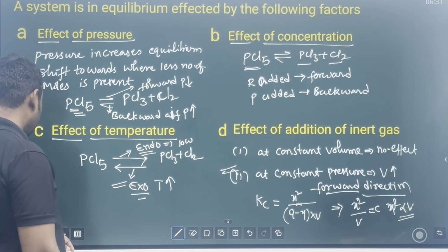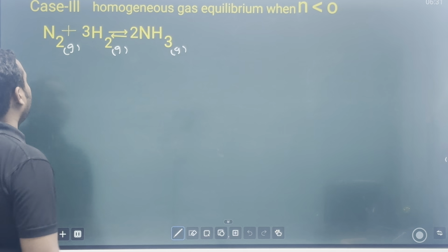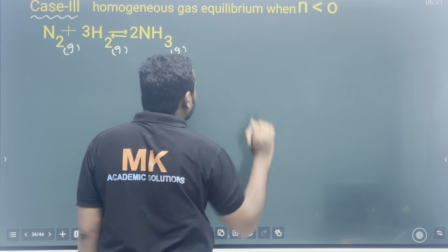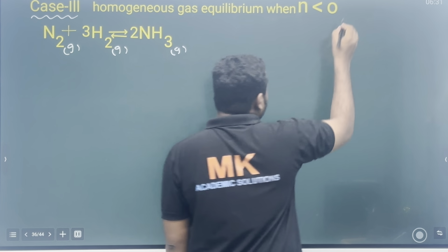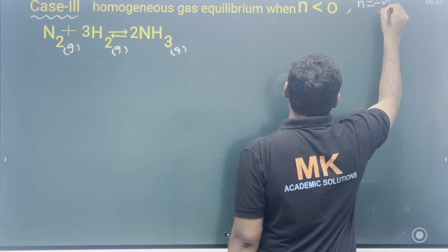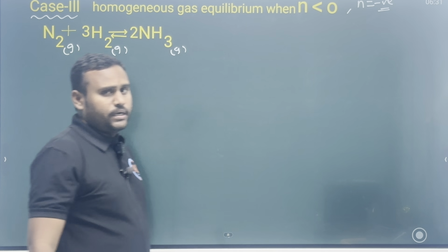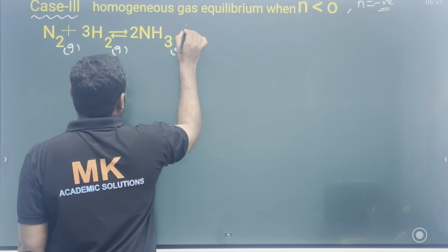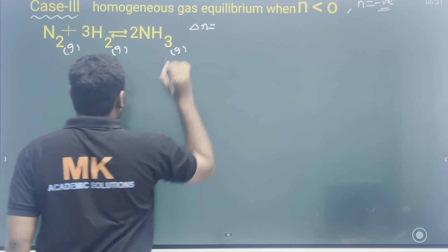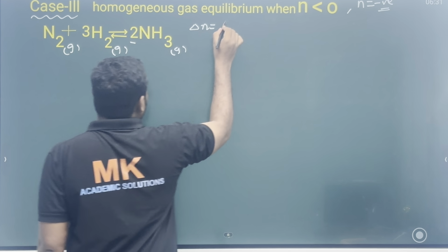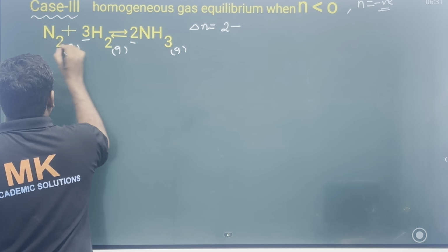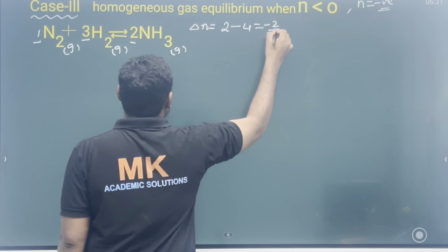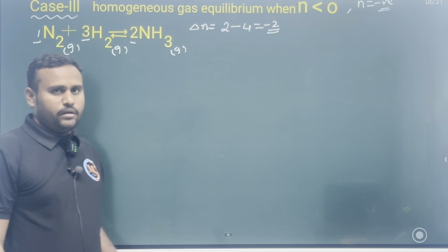Okay, the next one, the last one, that is case 3, homogeneous gas equilibrium, when delta n is less than 0, or delta n is negative. Here they have given an example. So calculate delta n, which is 2 minus (3 plus 1), so total 4, that is equal to minus 2. Observe carefully, it is going to be very important.